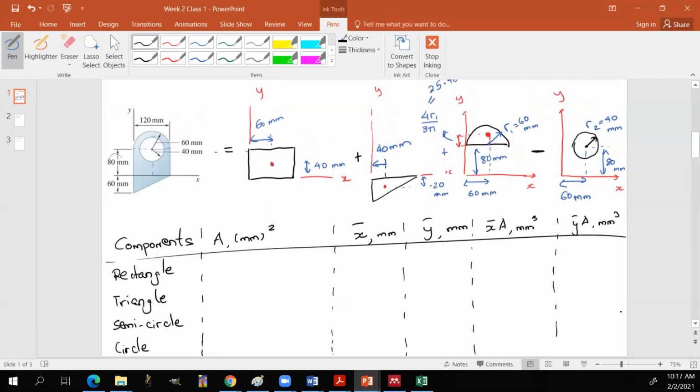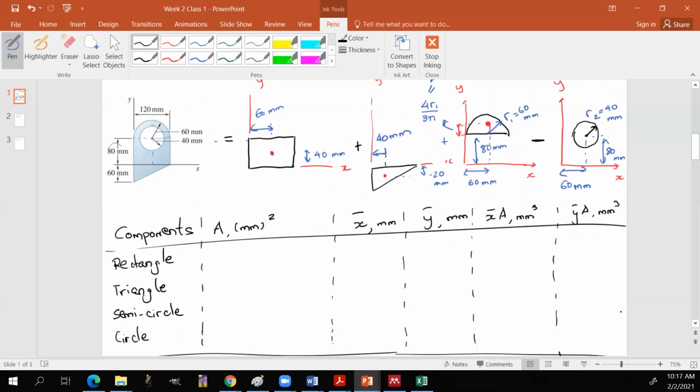Okay, so rectangle area. What do we have? The area of the rectangle is just 120 times 80, right? So we have 120 times 80, which is equal to 9,600. Can you guys find this out? I'm not sure if this is right or not. Yeah, 9,600. So let's say 9.6 times 10 to the power 3.